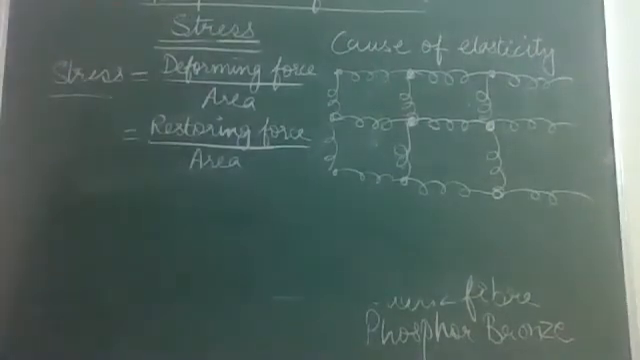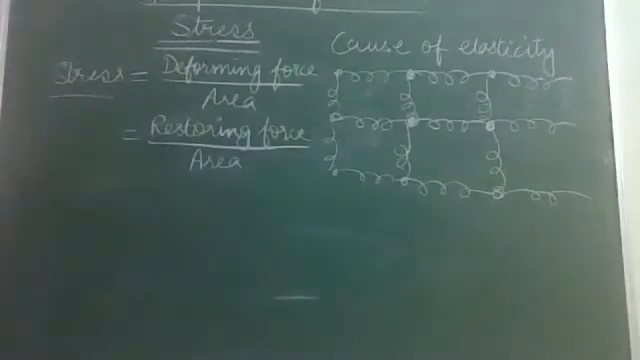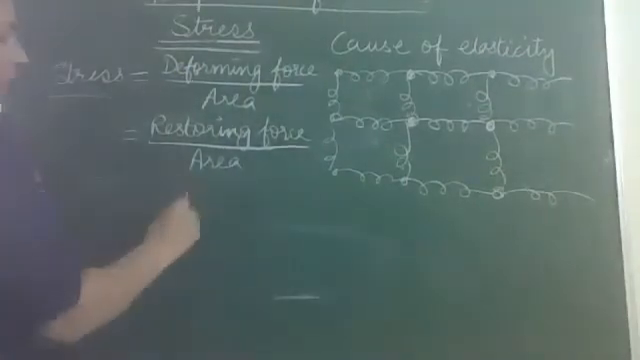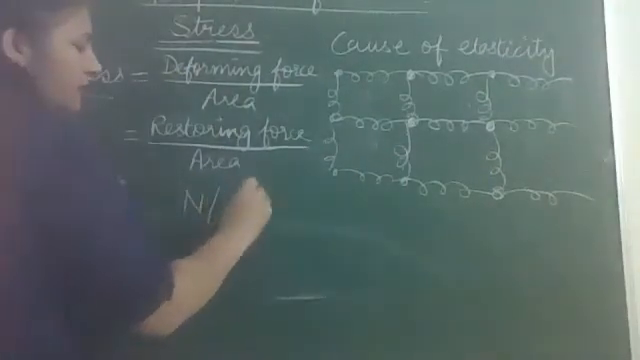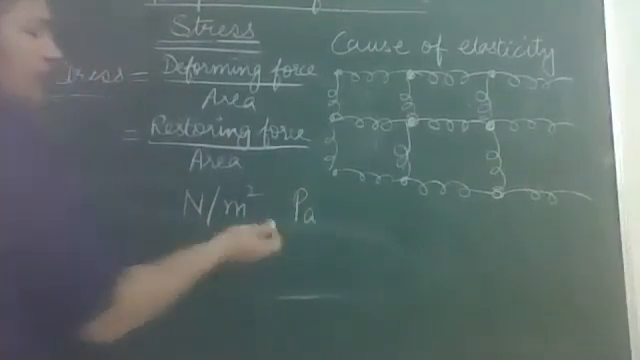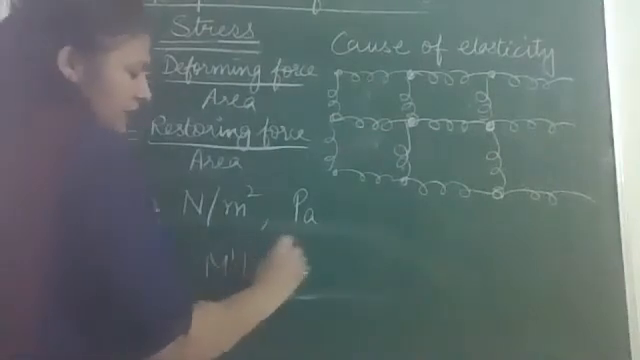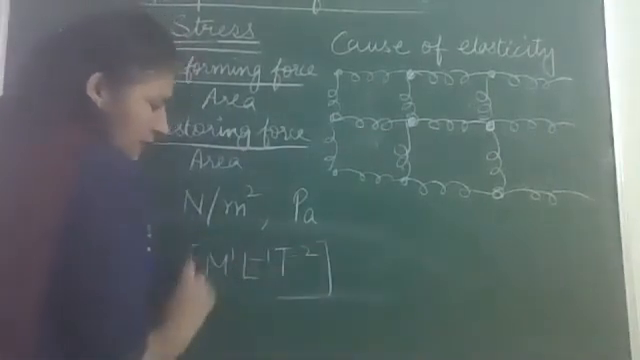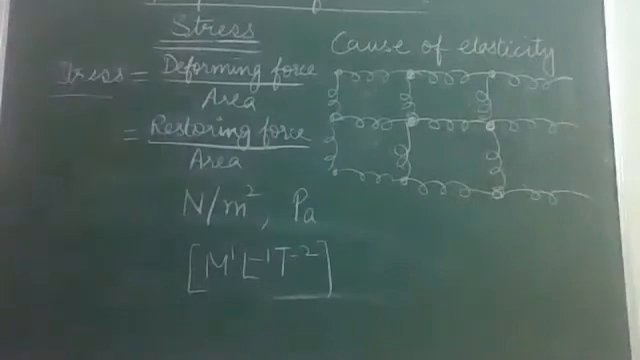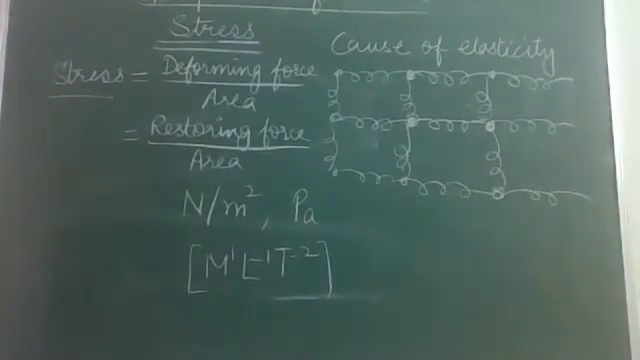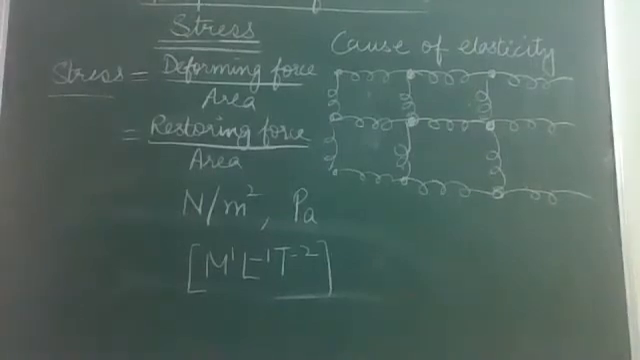All right. Then what is the unit, what is the dimension of stress? Same as that of pressure. So the unit of stress is Newton per meter square, or you will see in books Pascal is also given. And the dimension is M L^-1 T^-2, same as that of pressure. So stress and pressure have the same dimensions and identical units. All right.